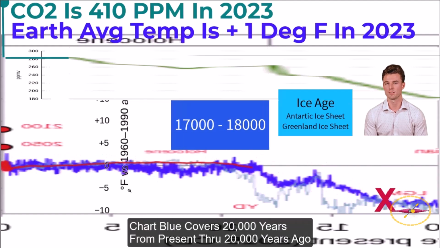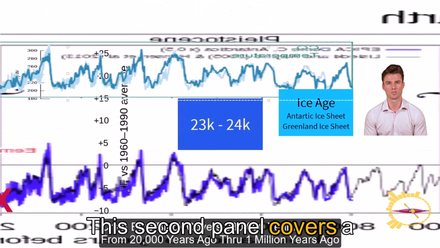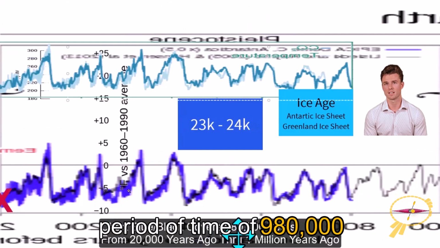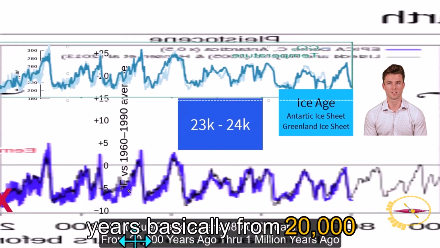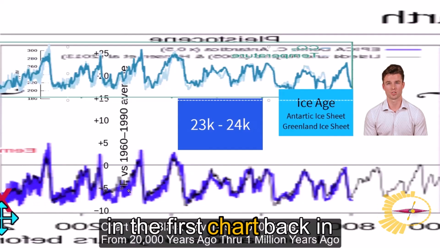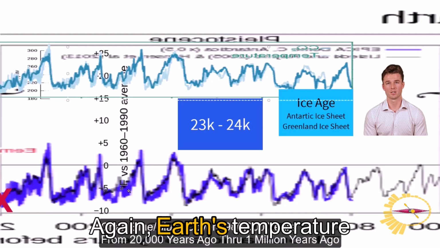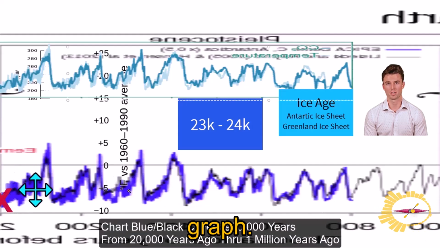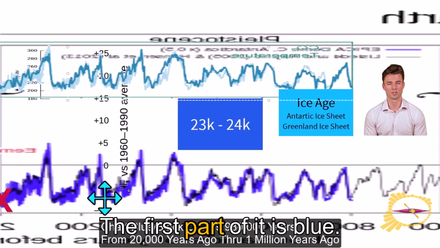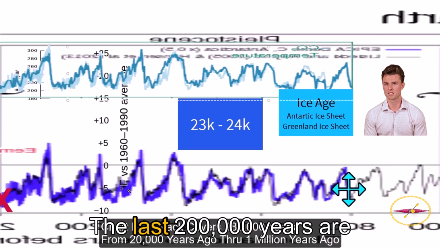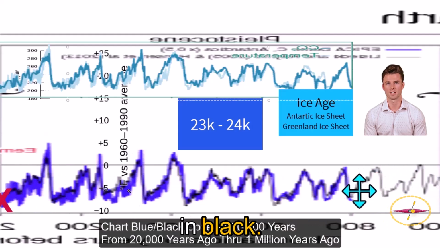And there it goes. This second panel covers a period of time of 980,000 years, basically from 20,000 years ago where we left off in the first chart back in time to 1 million years ago. Again, Earth's temperature is shown on this bottom graph. The first part of it is blue. The last 200,000 years are in black.